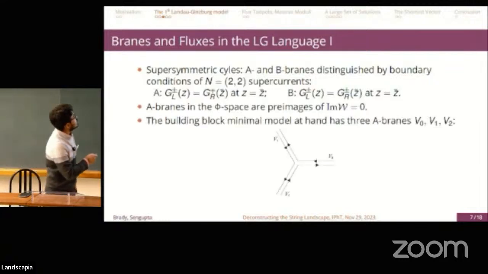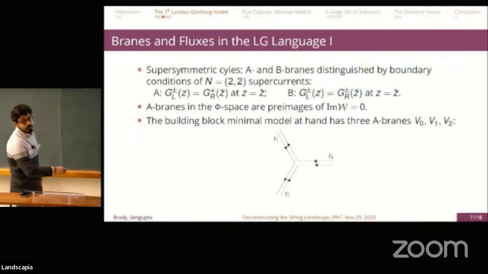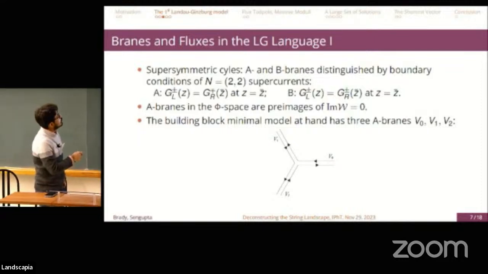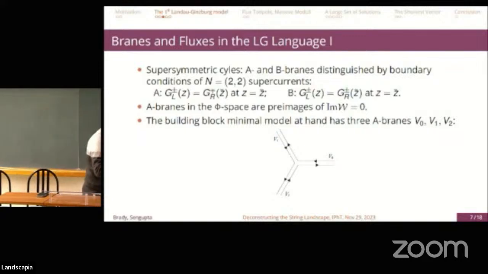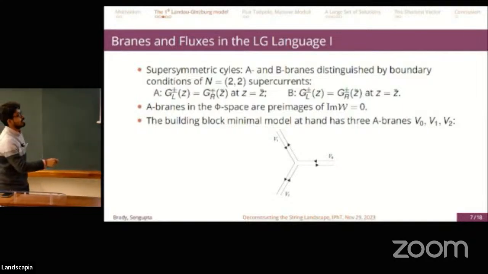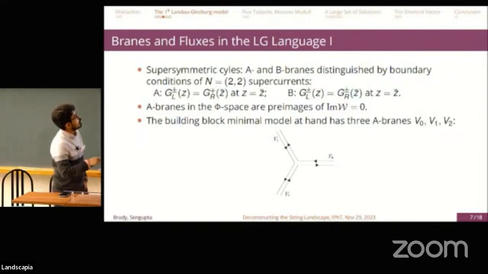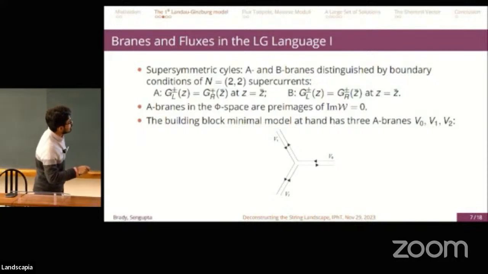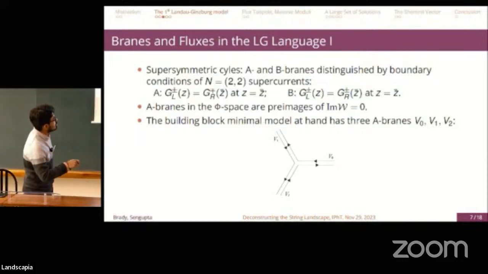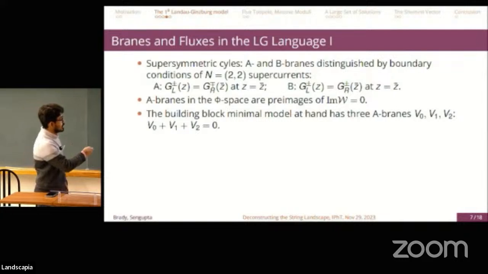So in the phi space, A branes, so now we are talking about one of the building block minimal models. You can show that the A branes in the phi space are pre-images of the worldsheet superpotential having a constant phase, which by using some R rotation, you can fix to be the positive real axis. So each building block minimal model essentially comes with these three non-compact cycles, which we call V0, V1, and V2. They are clearly related by this equation that V1 plus V0 plus V2 is 0.